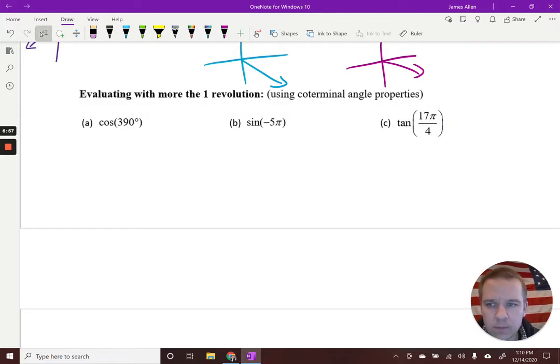Awesome. Now we're going to evaluate with more than one revolution. My goodness, I barely got a handle on one revolution. How am I going to do more than one? Well, I'm going to be here to guide you. Don't you worry, okay? You're in a safe zone.